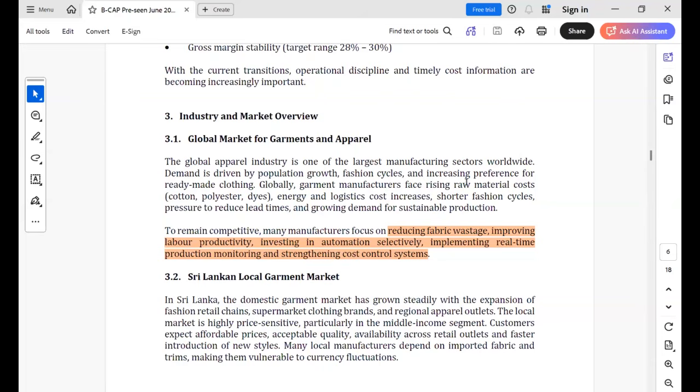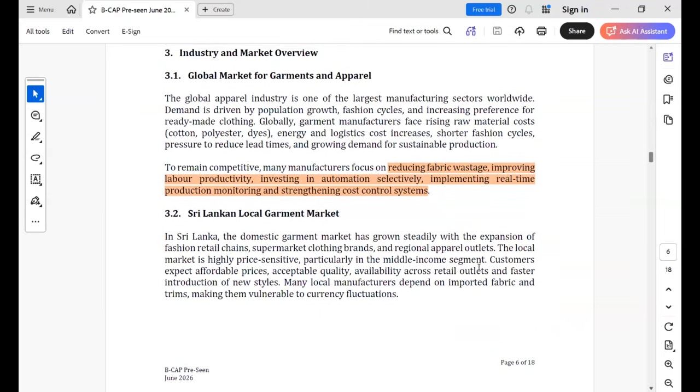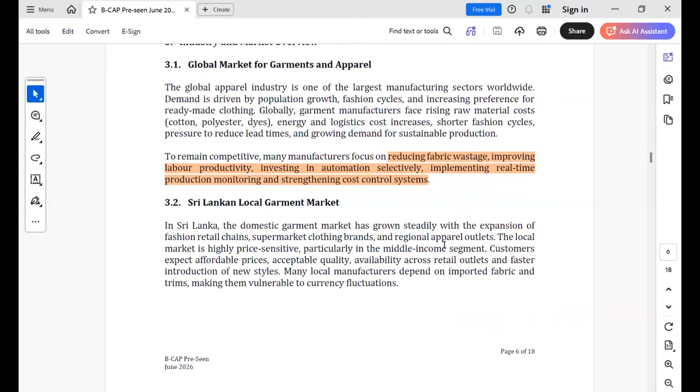Now, you are a garment manufacturer, right? You take the raw material from the fabric manufacturer, so fabric manufacturers are above you. We call them upstream suppliers, and they face greater pressure. To remain competitive, many manufacturers focus on reducing fabric wastage.